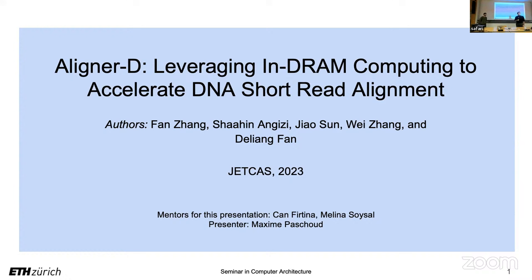All right. So welcome, everyone. We're going to have three sessions today. And I guess all of the papers are somewhat related to bioinformatics. So you're going to see a good synergy between computer architecture and a very important workload, which is genome analysis and bioinformatics. And we're going to start with this paper, which is the Aligner D paper, which was published in IEEE JETCAS this year. And Maxim is going to present the paper today.